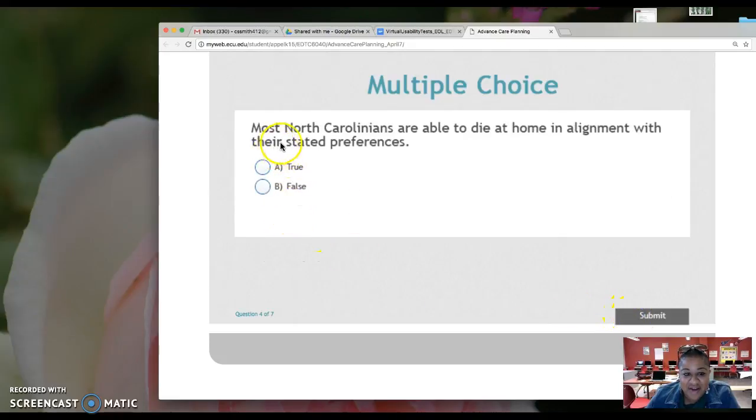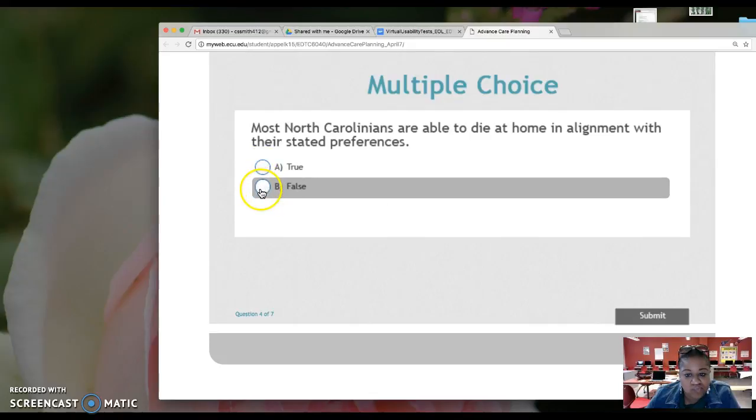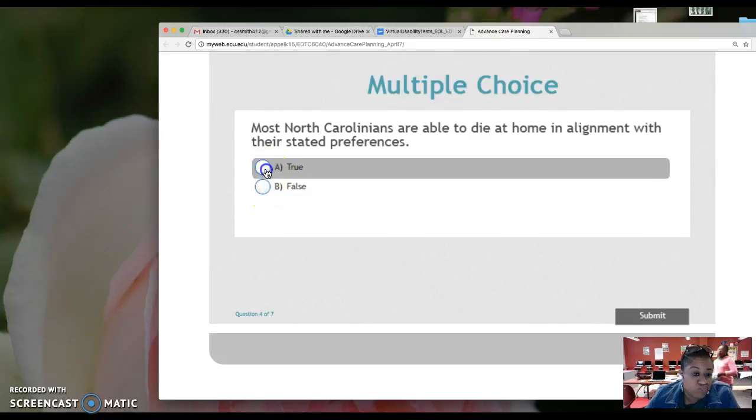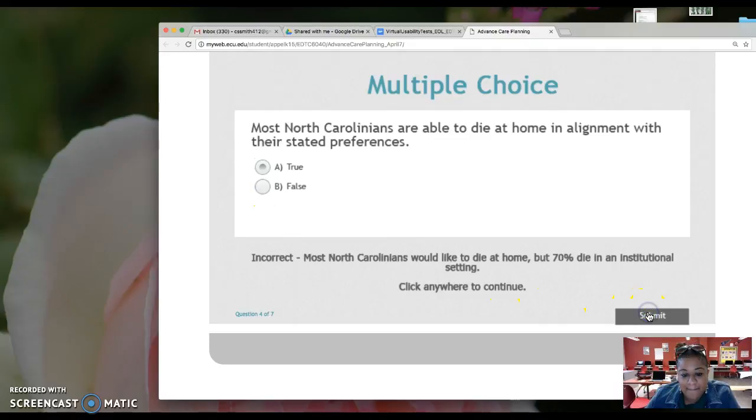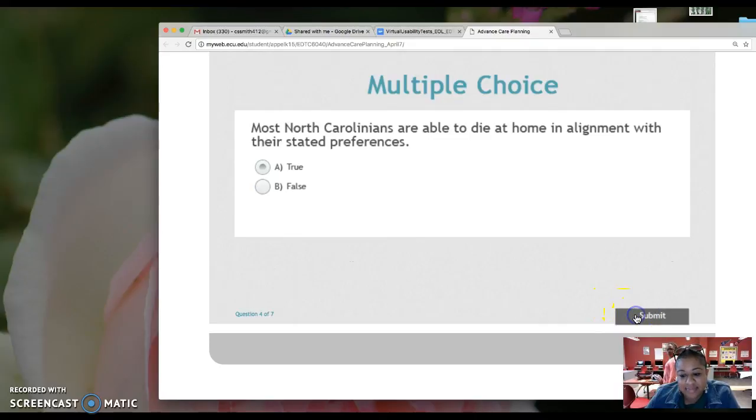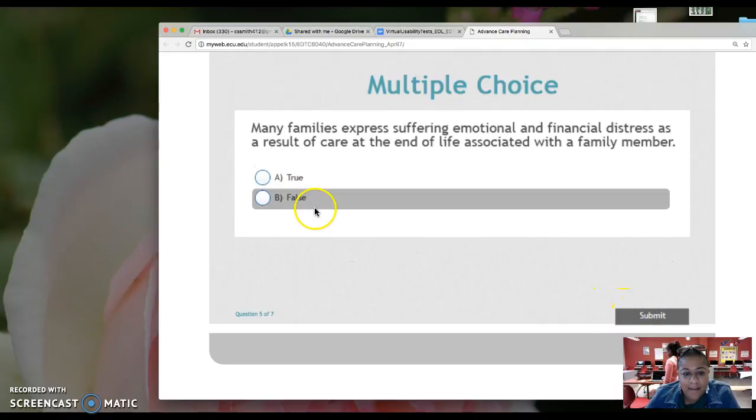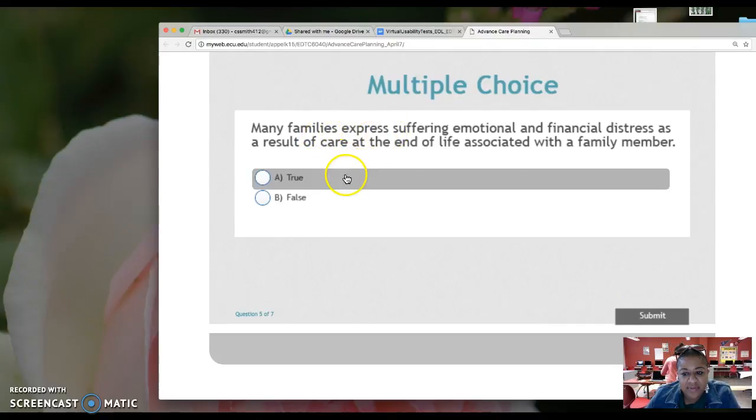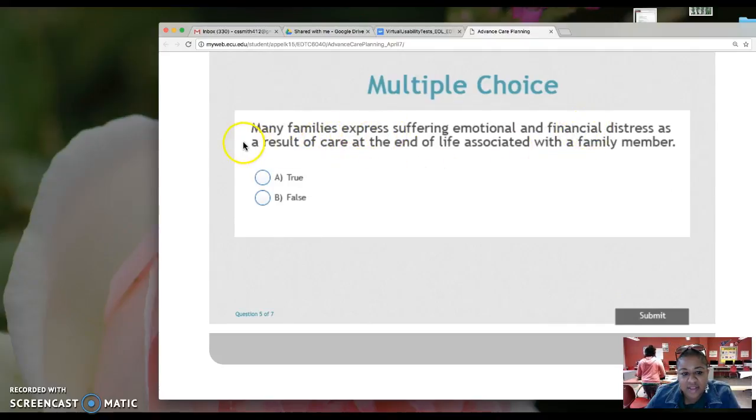First, most North Carolinians are able to die at home. Many families express suffering, emotional, financial distress, and social.